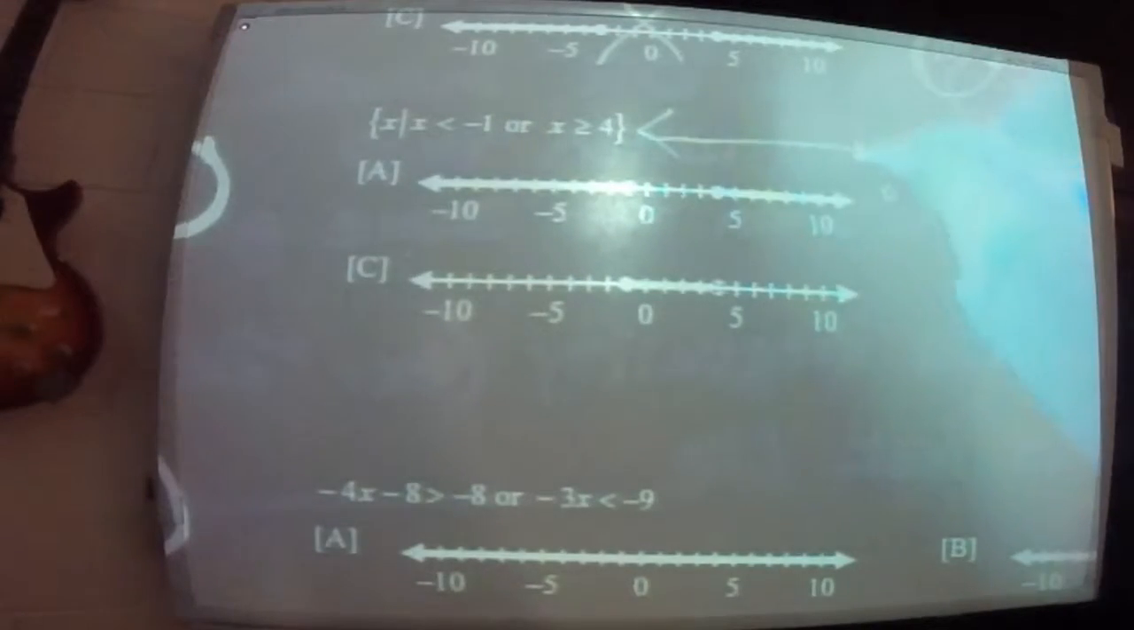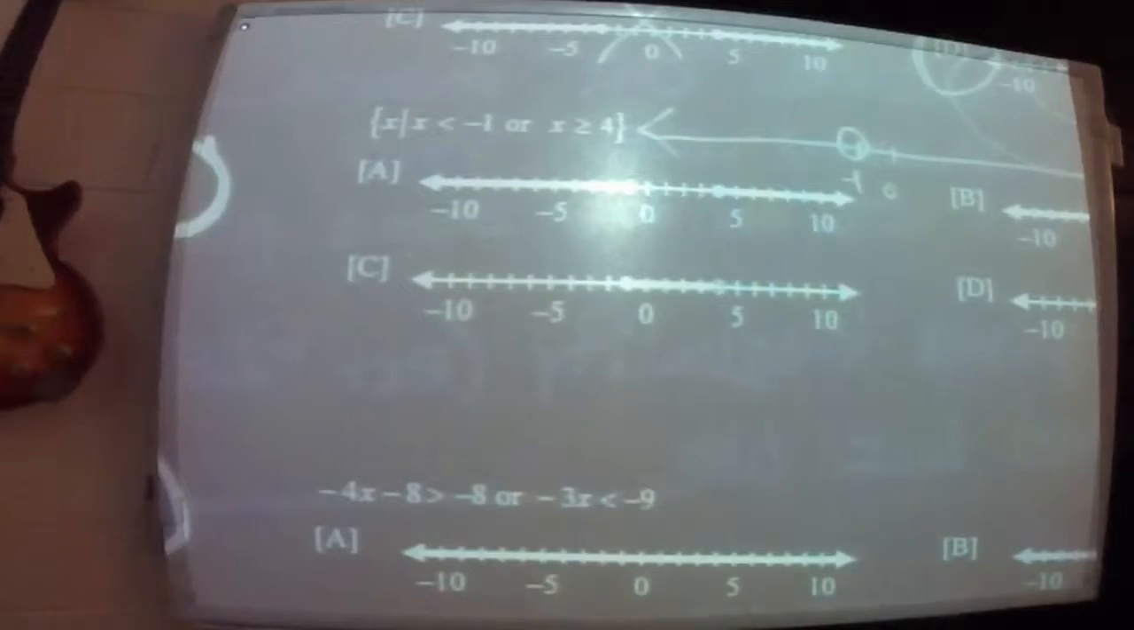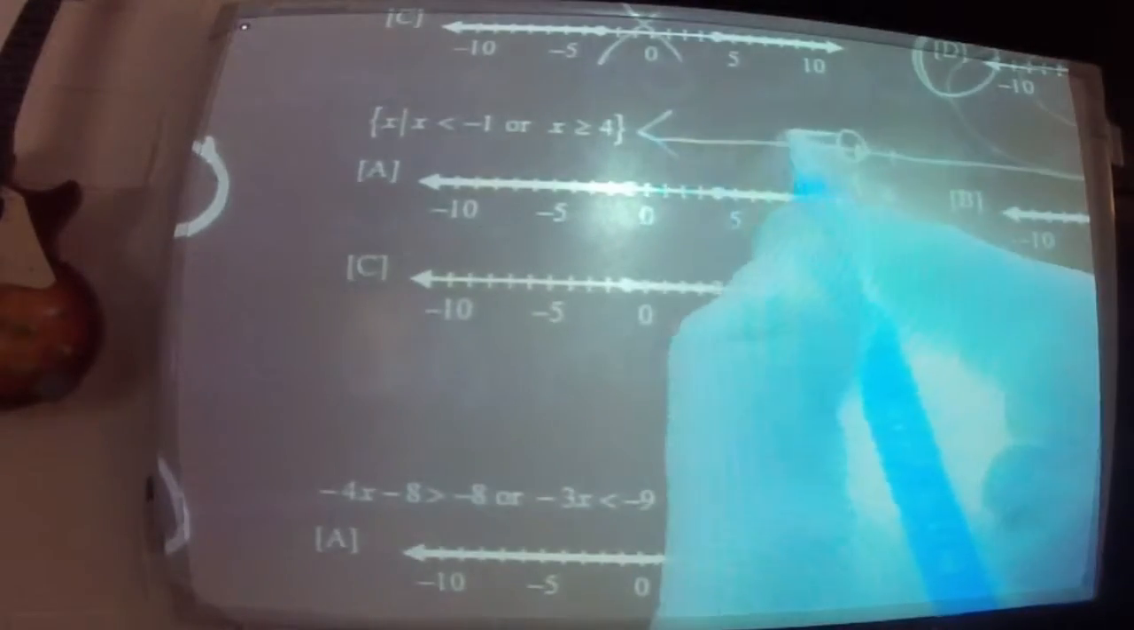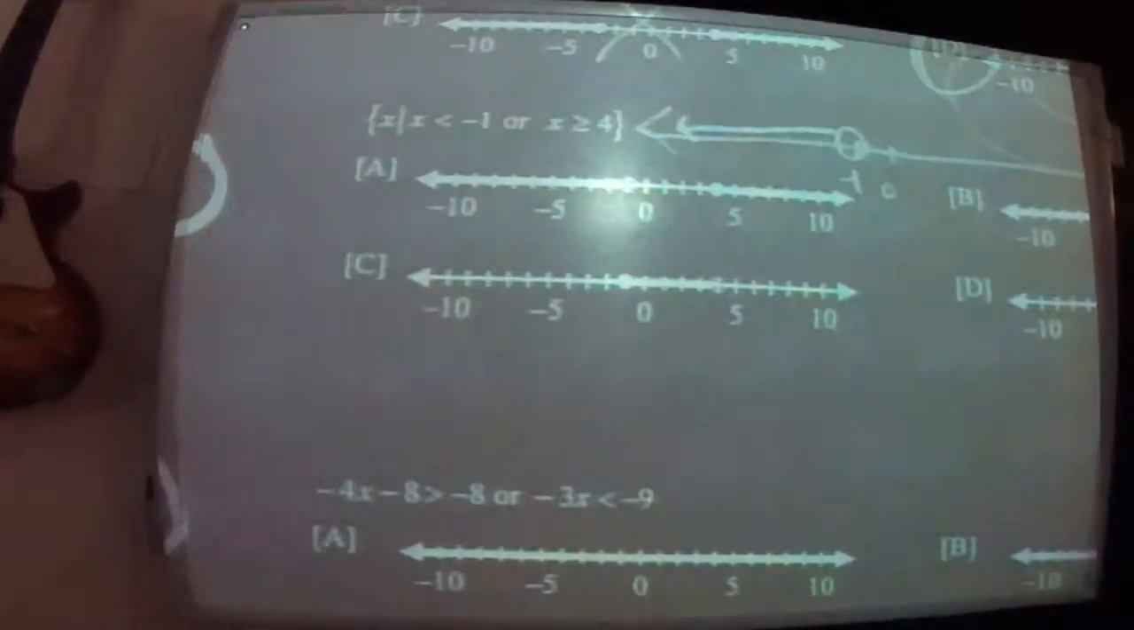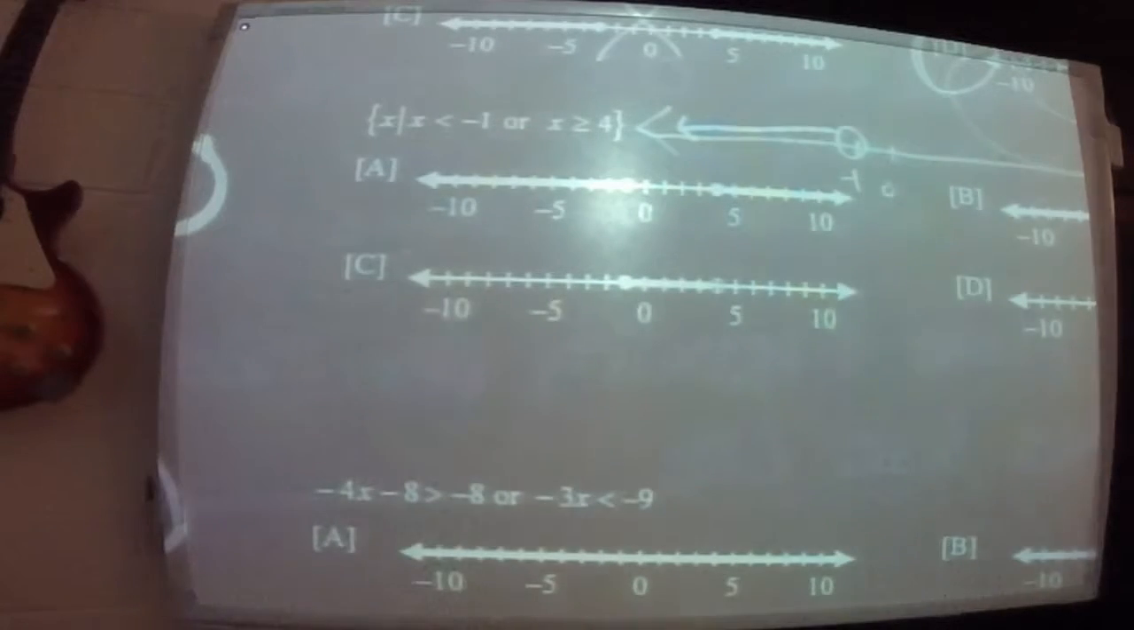X is less than negative 1. Here's negative 1. I'm going to put an open dot. And if it's less than, which way do I go? Left. So I'm going to just float above. And I'm going to say, there we go. I went that way. X is greater than or equal to 4. So right here.